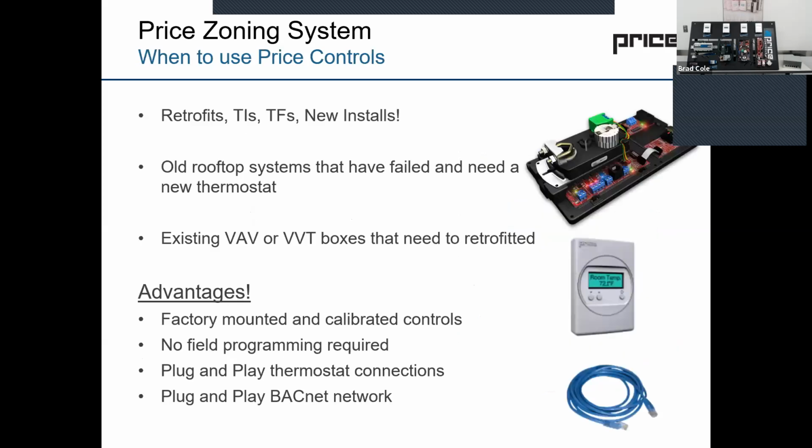Okay, so when to use Price controls? Retrofits, TIs, tenant fit ups, new installs. An old rooftop system that might have failed might need a new thermostat. Hey, think about the PRTU. You could put in a PRTU controller and create a polling network strategy in that building and give them better, tighter comfort in that building. Think about that. Or existing VAV or VVT boxes that need to be retrofitted where the controller has failed. Retrofit a Price controller on there, no problem.